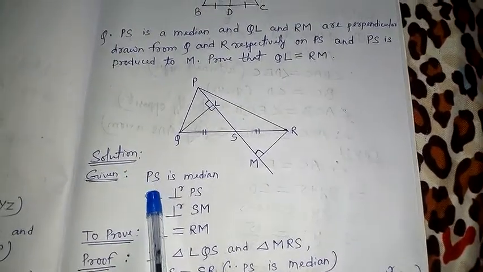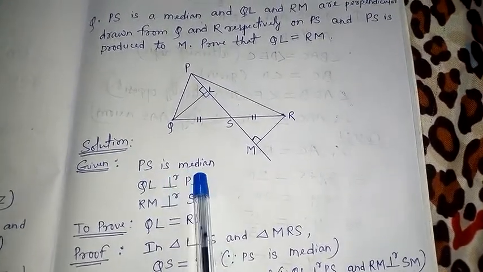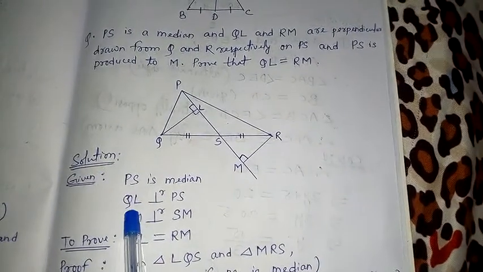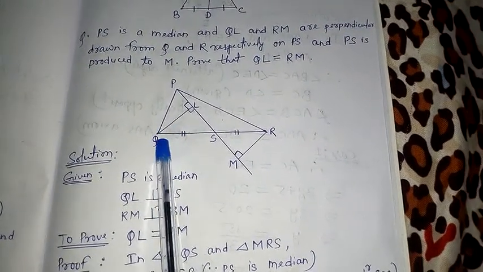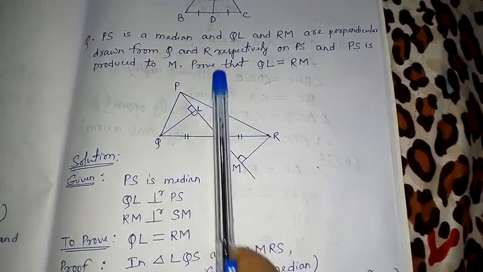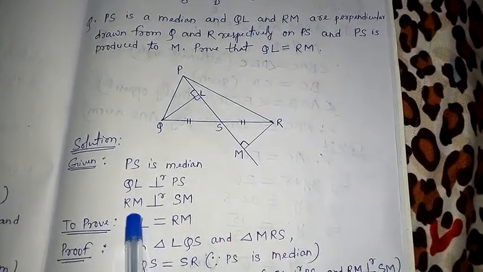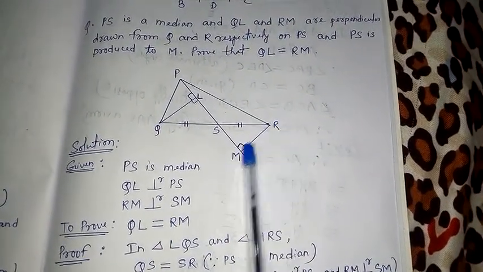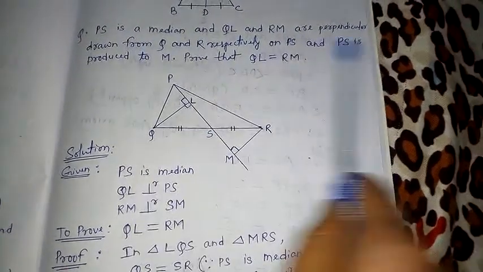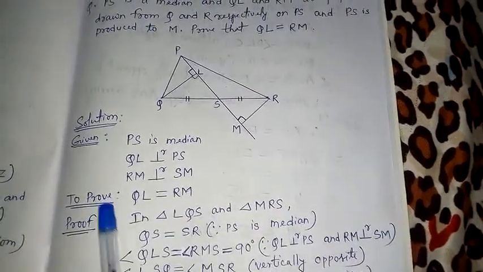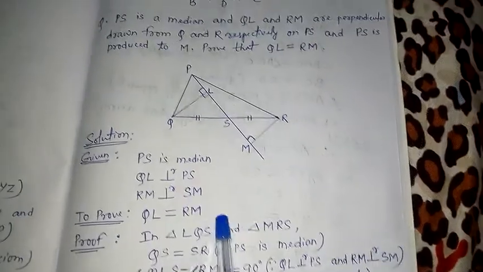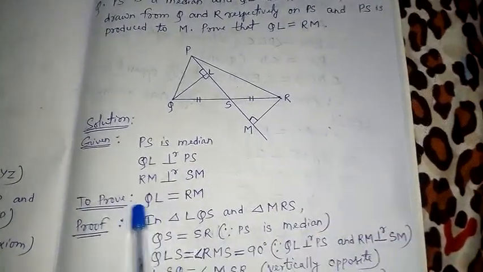Now solution starts. Given PS is a median, yes, PS is a median, and QL is perpendicular to PS, yes, you can see QL is perpendicular to PS, it is given also in the question, and RM is perpendicular to SM. RM is perpendicular to SM. So this is given in the question. Now what to prove? We have to prove QL equal to RM.